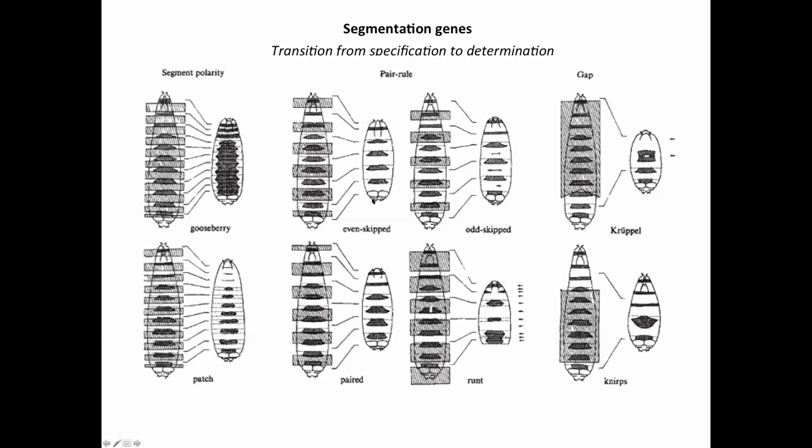Now odd-skipped, even-skipped, paired, runt. So Krüppel and Knirps are the two gap genes that are shown here. And these are the different pair rule genes that are shown here. And you can see that in odd-skipped, each of these odd segments are gone. So 1, 2, the second thing is gone. The third, fourth is gone. So it's called odd-skipped. So every odd segment is there, but the even ones are gone.